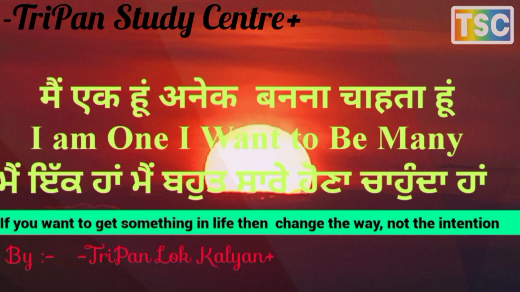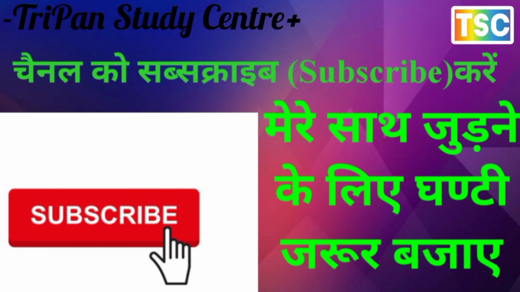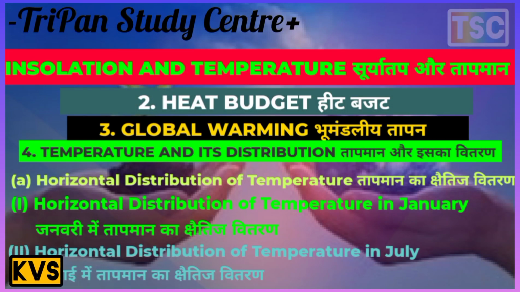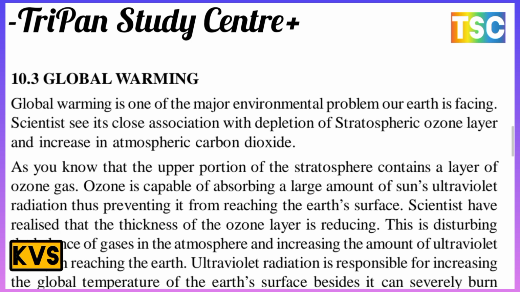Today we are going to see the chapter of geography, and what is our topic today? Global warming. Global warming is the most important topic here. Global warming is one of the major environmental problems our earth is facing, and scientists see a close association with the depletion of the stratospheric ozone layer and the increasing atmospheric carbon dioxide.